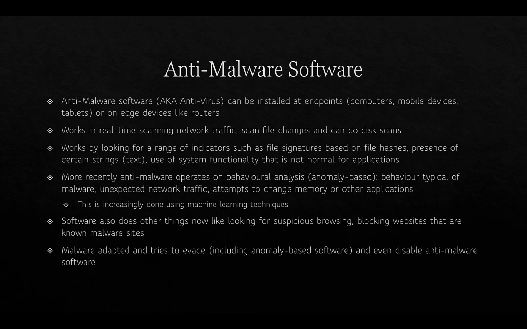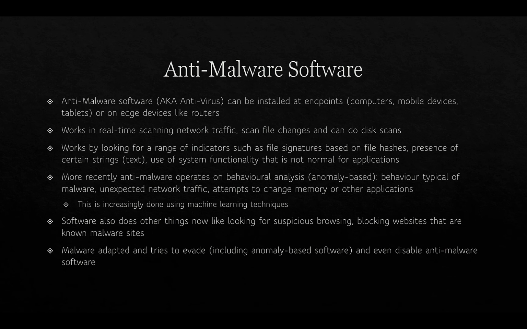Anti-malware software, also known as antivirus, can be installed at endpoints, so on computers, mobile devices or tablets, or on edge devices like routers. They work either in real time, scanning network traffic and file changes, but they can also do disk scans. That's where periodically they'll set off a scan and then scan for changes on the disk.